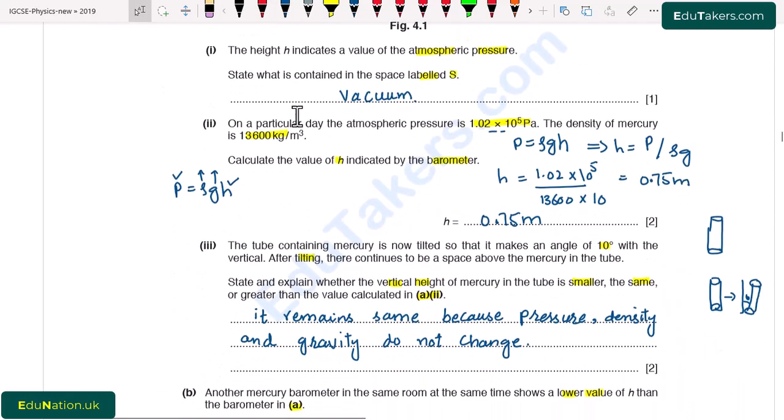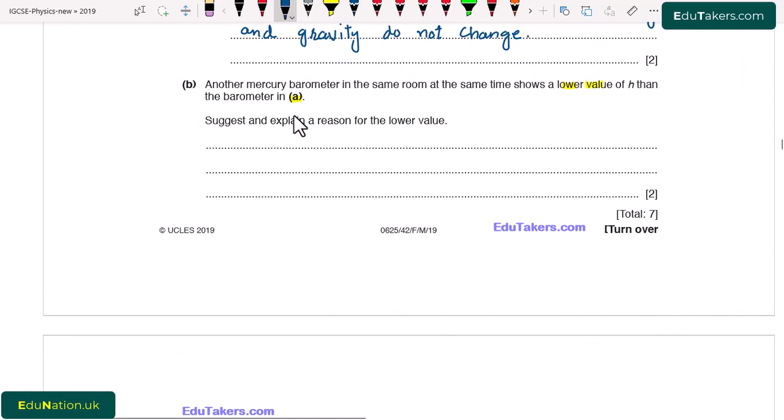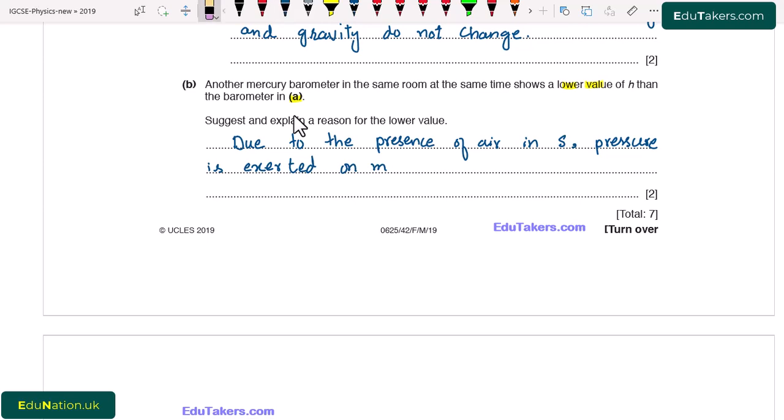So we can simply write, due to the presence of air in S, pressure is exerted on the mercury surface and it contracts, due to which the height reduces.